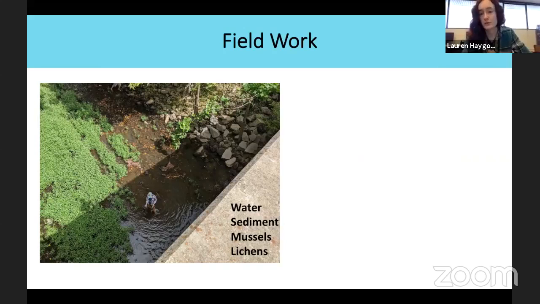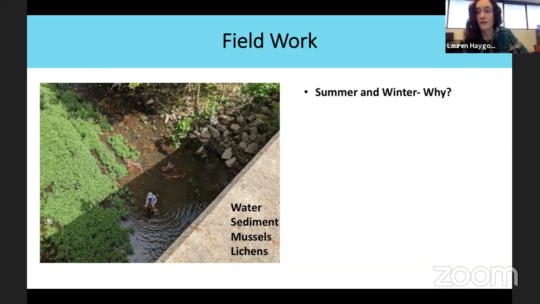So one thing we can do is do field work. So at least in the fieldwork that I do, we go out and we collect water, sediment, mussels, and lichens. And to talk about lichens briefly, they're like little mossy structures that grow on rocks, and they trap atmospheric deposition. So anything that's in the atmosphere, lichens can take that in and accumulate it as they grow. So they're really good indicators about what's coming in to your surrounding water system from the atmosphere. And so we do summer and winter field work.